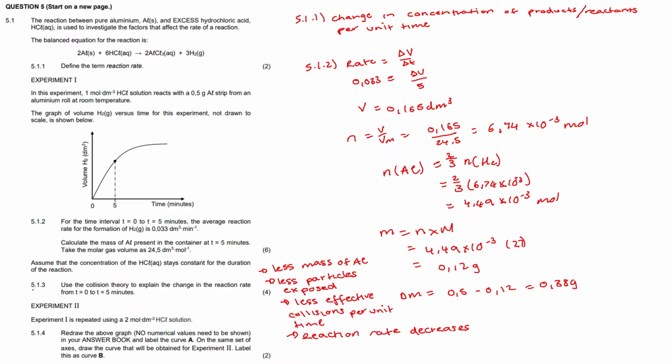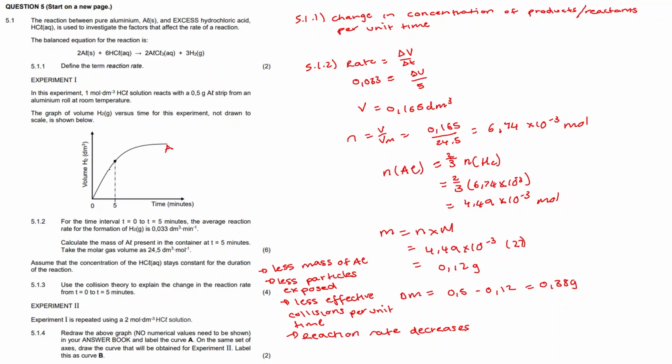Experiment 2. Experiment 1 is repeated using a 2 mole per decimeter cubed hydrochloric acid solution. Question 5.1.4. Redraw the above graph. No numerical values needed to be shown in your answer book and label the curve A. On the same set of axes, draw the curve that will be obtained for experiment 2. Label this curve B. So we already have this curve being A, though you will redraw it in your answer book and label it A.